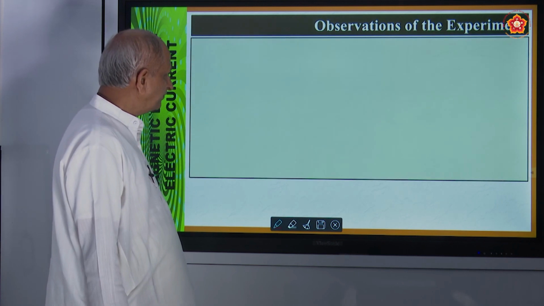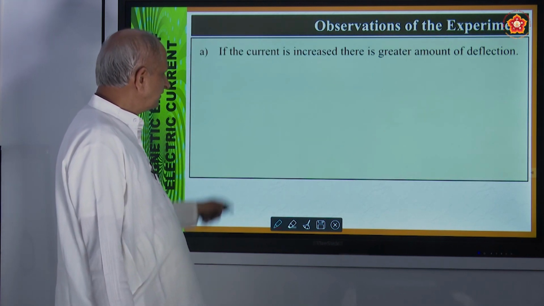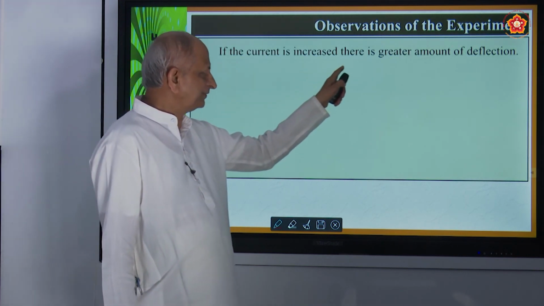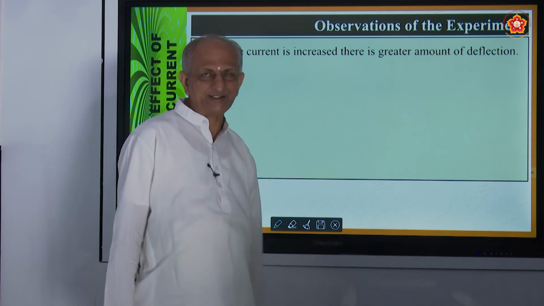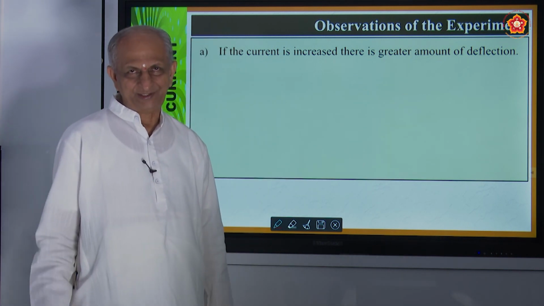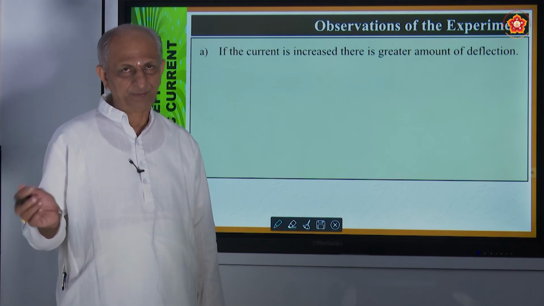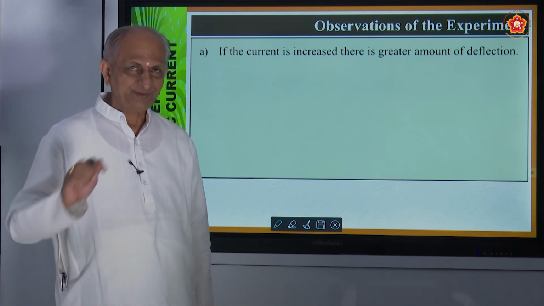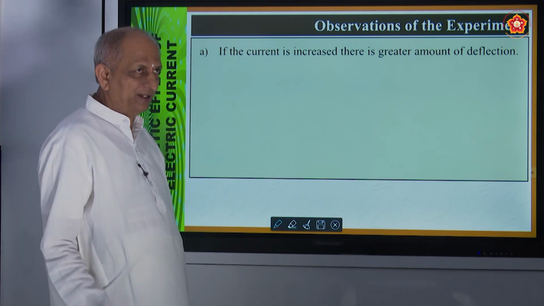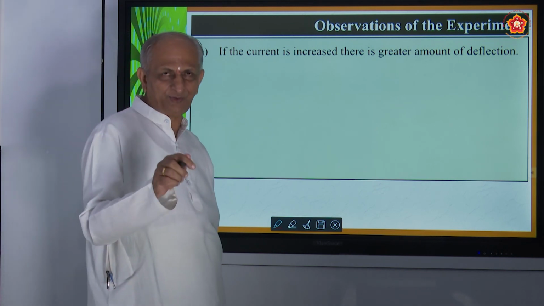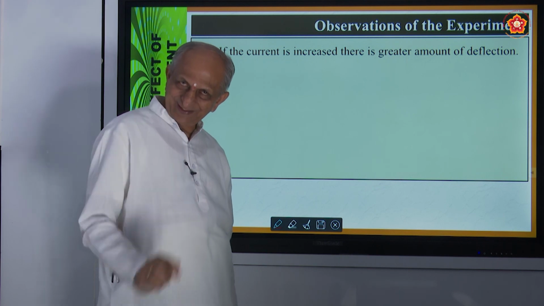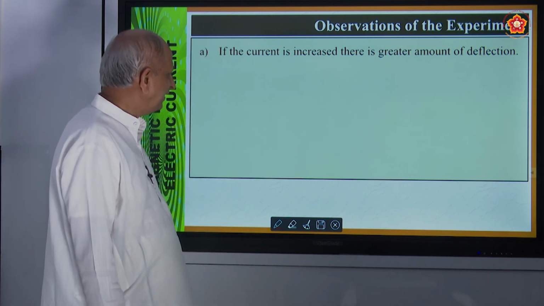So there are 4 observations here. If the current is increased, there is a greater amount of deflection. Suppose 6 volts is there and it shows some deflection. Suppose we make it 8 volts, then there will be more deflection. Or if you reduce it to 4 volts, the deflection will be less. So that is the meaning.